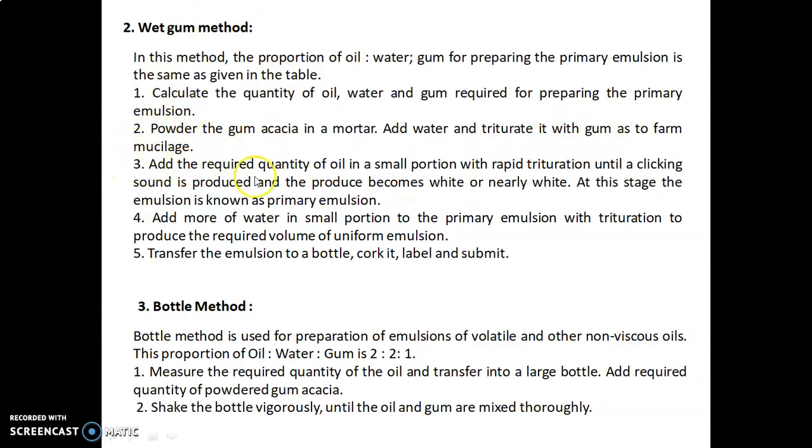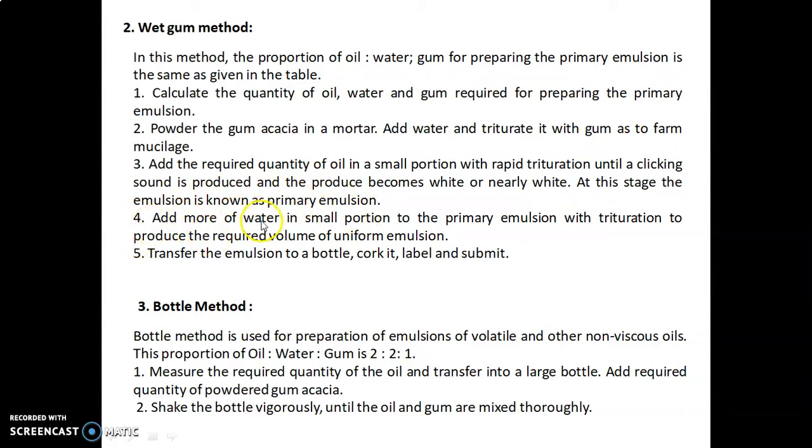Then third one, add the required quantity of oil in small portions with rapid trituration until a clicking sound is produced, and it becomes white or nearly white. At this stage, the emulsion is known as primary emulsion.